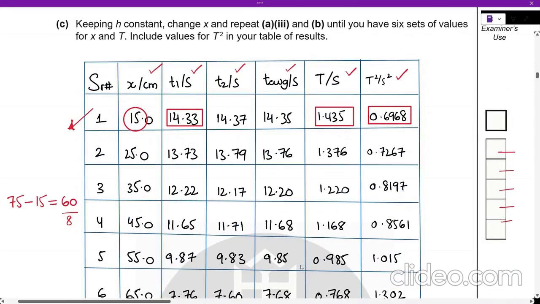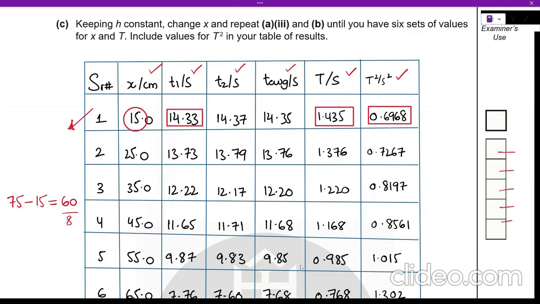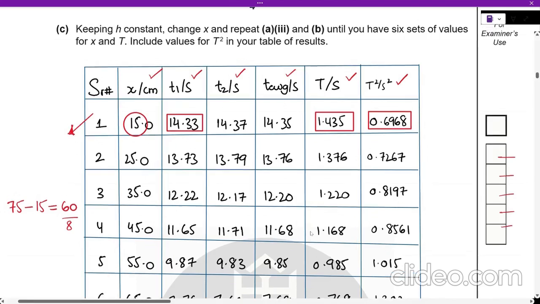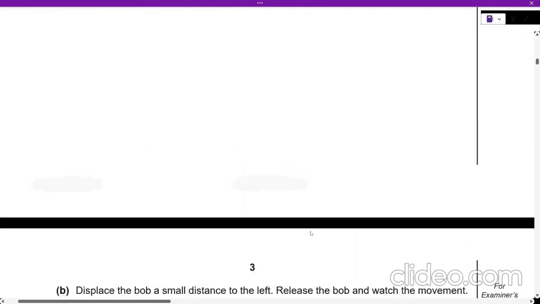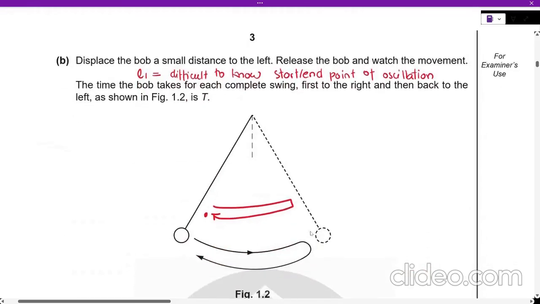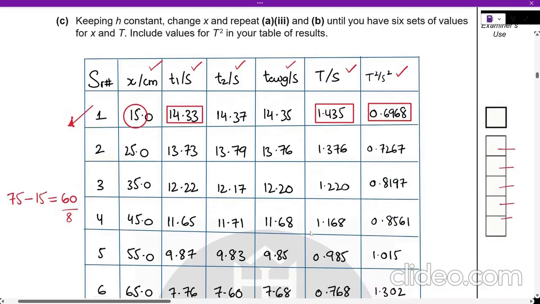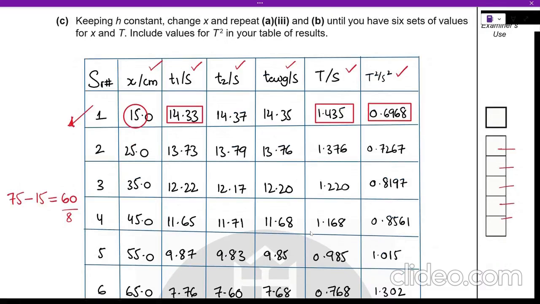Part C says: keeping h constant, change x and repeat parts 3 and b. So what are parts 3 and b? Part 3 is the distance x and b is the time period. We have to repeat that and also include the values for T squared in the table of results. Now, I did not actually include the value of 5 centimeter, but you have to, because the examiner had clearly stated in the question that you have to begin from 5 centimeter. I just mistakenly forgot to include it.